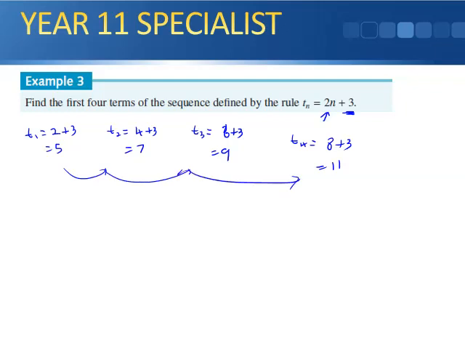I won't write them all out, but I might do it for this one here and nothing else. The first 4 terms are 5, 7, 9, 11.